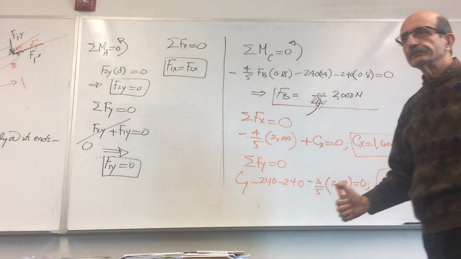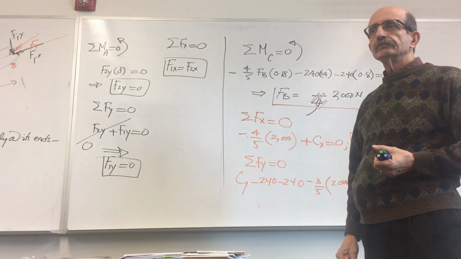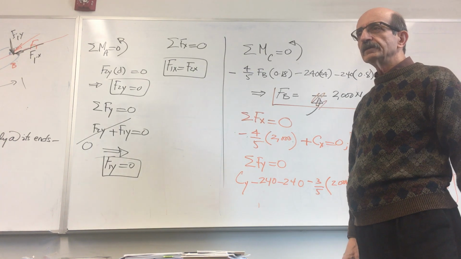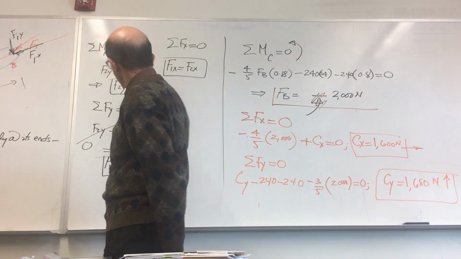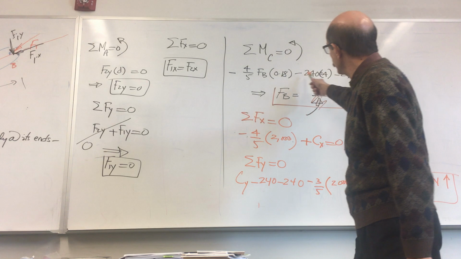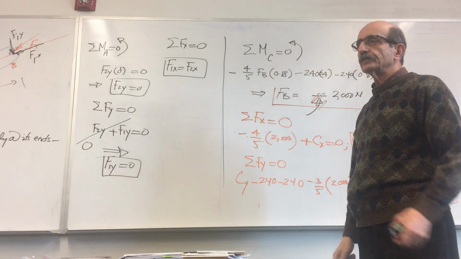Any questions? Easy, right? Where did 2,000 come from again? Oh, from FB. Oh, okay. Yes, from summation of moments.